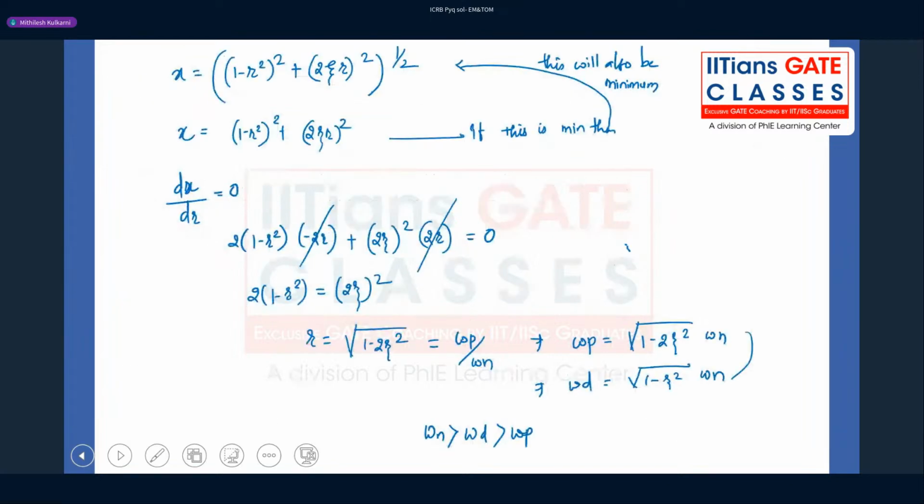Okay, it's very simple. We already know the relationship between omega d and omega n, that is, how the damped natural frequency is related to the natural frequency. And from the given data of the amplitude, we have derived a relationship between the natural frequency and omega p, that is the frequency at the peak. The final conclusion we are making is that the natural frequency is greater than the damped frequency, which is greater than the frequency at the peak amplitude.